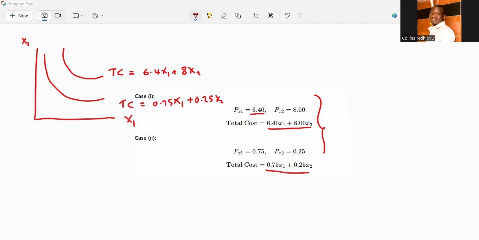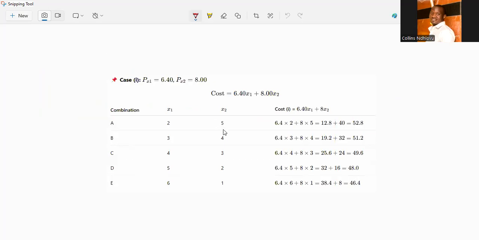In case 1, using that total cost function, we can evaluate the values of x1 and x2 to see what the lowest cost will be. So I can come up with a table like this. Based on case 1, we'll fit in values here: x1, 2, 3, 4, 5. Remember, we've been given values to guide us in our scale that will fit the combinations.